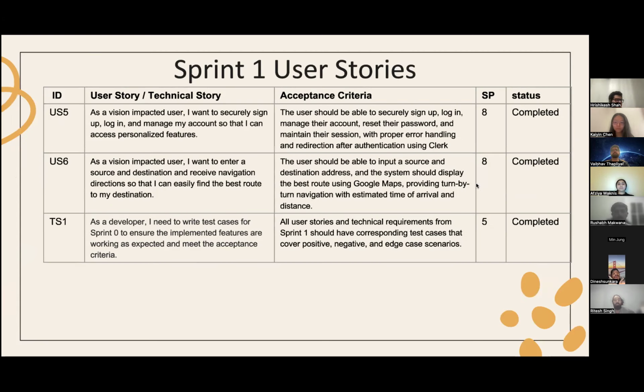Well, this is a sprint summary. So, we're going to start from the Sprint 1 user stories. As a developer, I need to write test cases for Sprint 0 to ensure that the implemented features are working as expected, and I meet the acceptance criteria too. For this acceptance criteria, all these user stories and technical requirements from Sprint 1, we should have corresponding test cases which cover the positive, negative, and edge case scenarios of it. And we have done that and completed that.